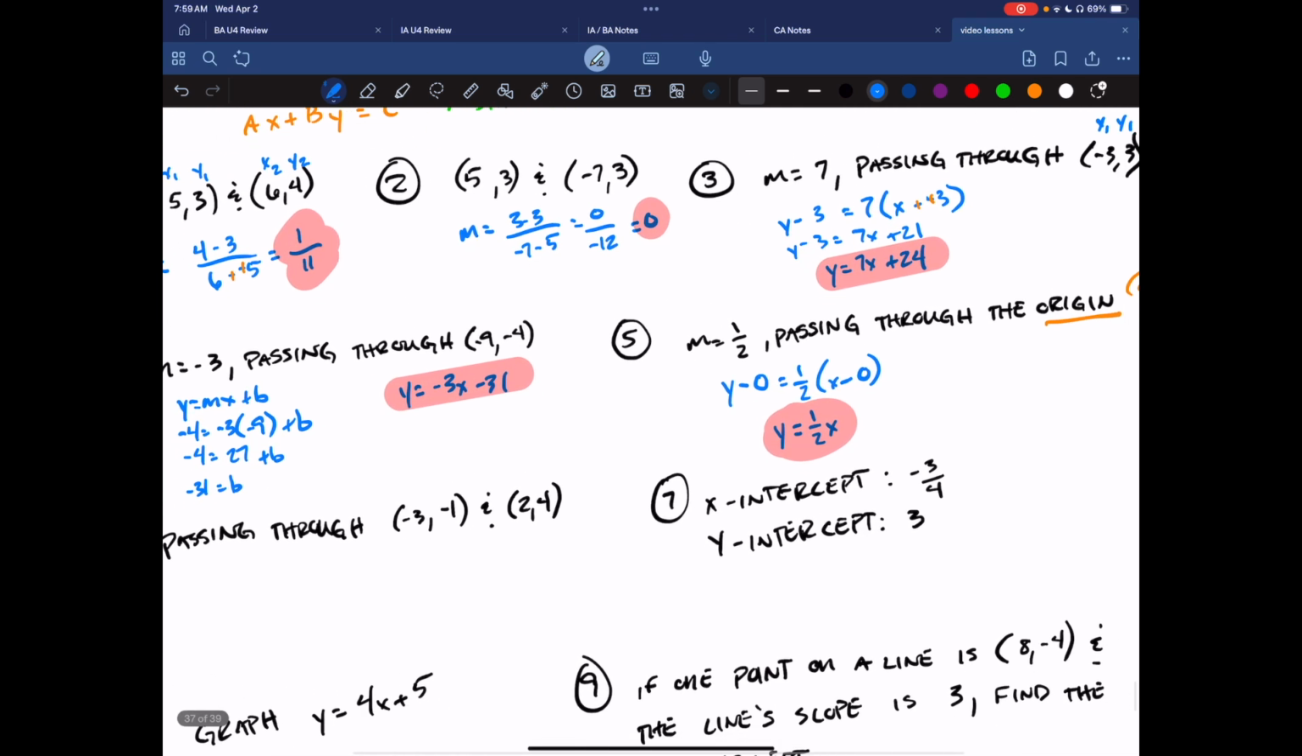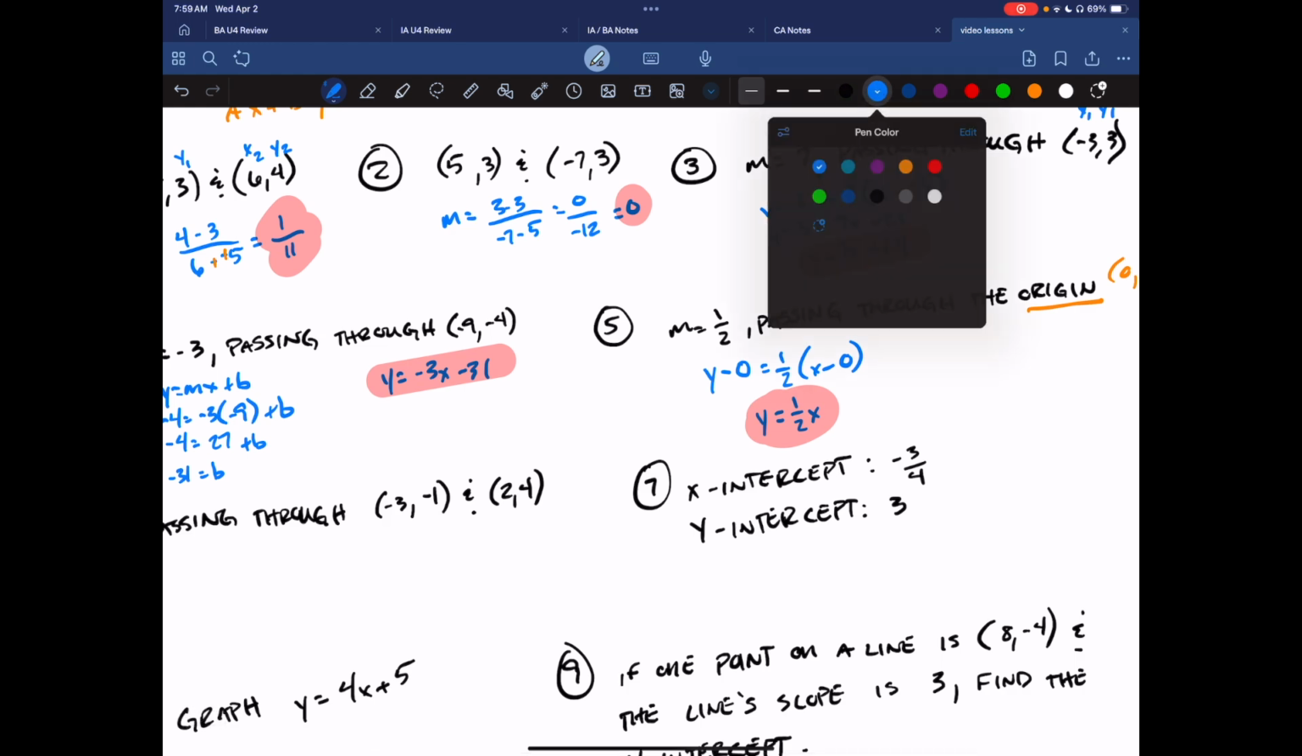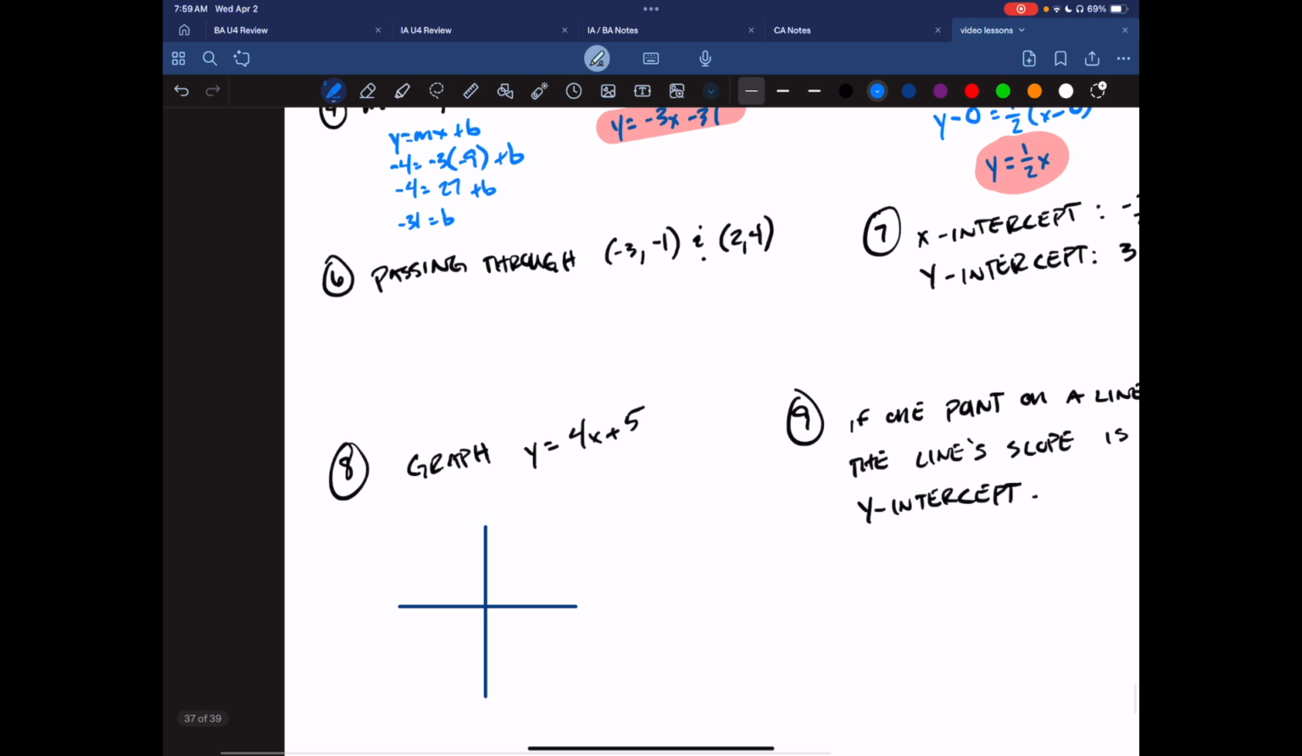All right, so starting with number 3, we were given the slope to begin with. Now on number 6, they're not giving us the slope. They're giving us 2 points, which is just fine because we can use those 2 points to find the slope. So it's going to be 4 minus negative 1, over 2 minus negative 3. 4 minus negative 1, that's 4 plus 1, so that's 5. 2 minus negative 3, or 2 plus 3 is 5, so that's going to be 1.